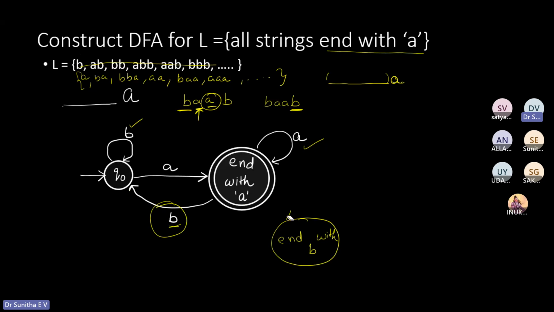So this is how I have drawn it here with the minimum states. You can draw it in a different way. So this is the DFA that accepts all strings ending with A.